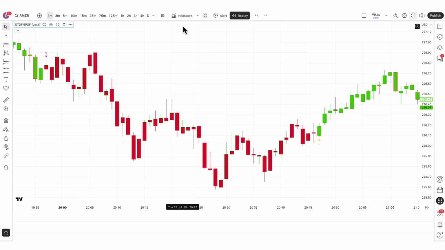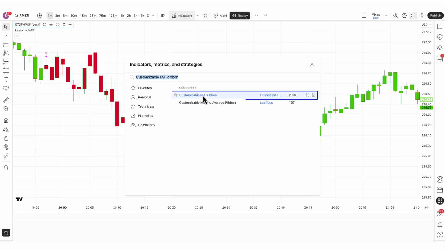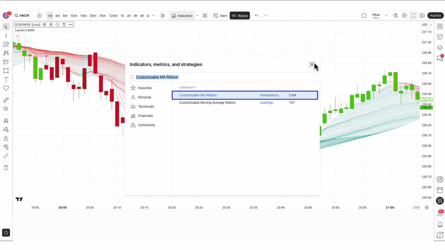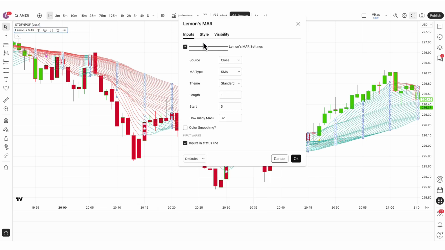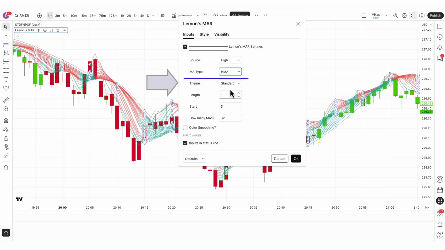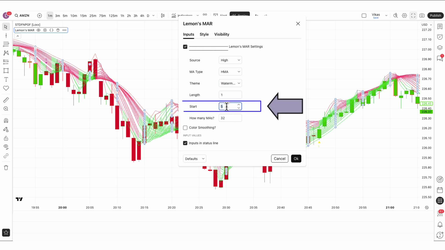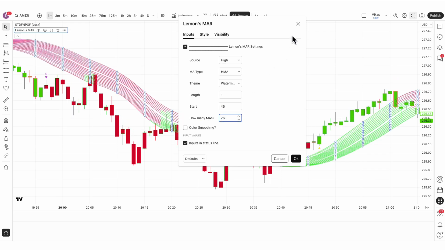After that, we have to apply another indicator on the chart. We will search the MA ribbon indicator in the search box of Tradingview. After that, we have to click on the MA ribbon option, in which we have to change some settings. We have to change this source option from close to high. We have to change this MA option from SMA to HMA. We have to change this theme option from standard to watermelon. We have to change this start option from 5 to 46. We have to change this many MAs option from 32 to 26.